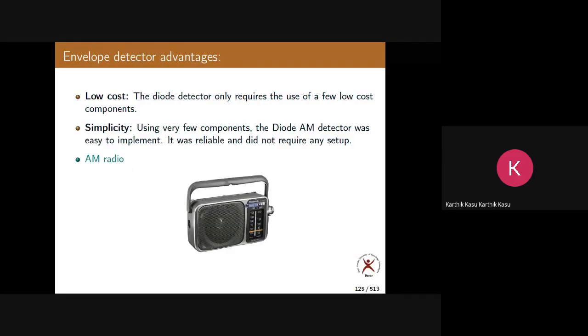Some advantages, as I told you: it is very simple, it is easy to set up, it is low cost, all those things. So generally we use that in commercial AM radios. You might have seen these kinds of radios.